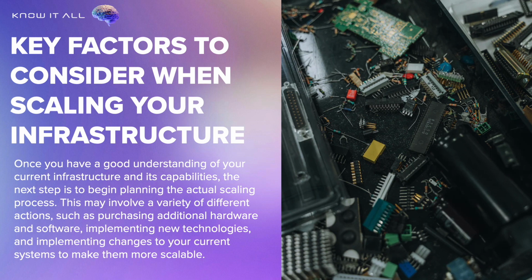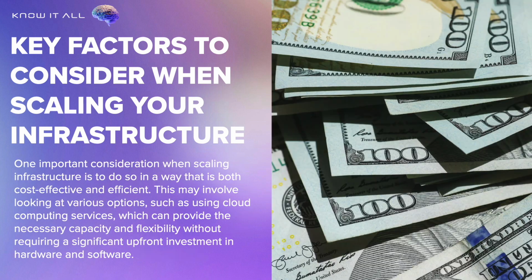Once you have a good understanding of your current infrastructure and its capabilities, the next step is to begin planning the actual scaling process. This may involve a variety of different actions, such as purchasing additional hardware and software, implementing new technologies, and implementing changes to your current systems to make them more scalable. One important consideration when scaling infrastructure is to do so in a way that is both cost-effective and efficient. This may involve looking at various options, such as using cloud computing services, which can provide the necessary capacity and flexibility without requiring a significant upfront investment in hardware and software.